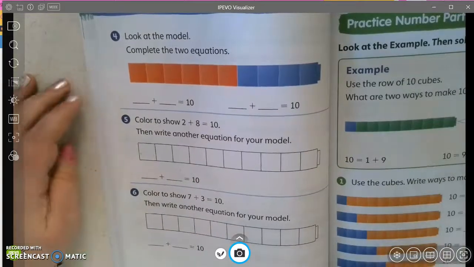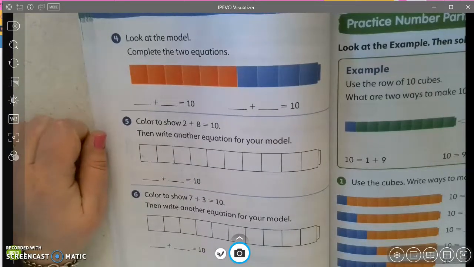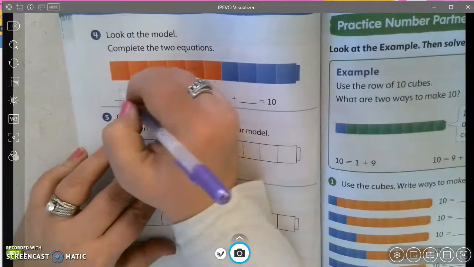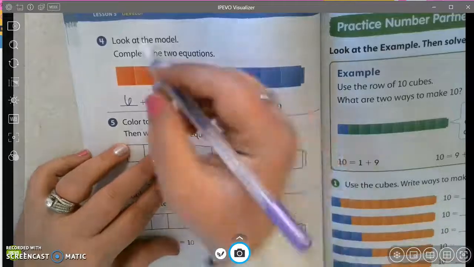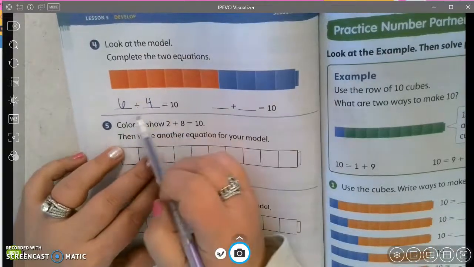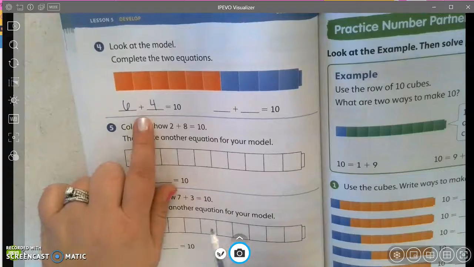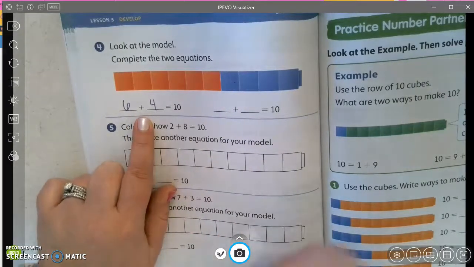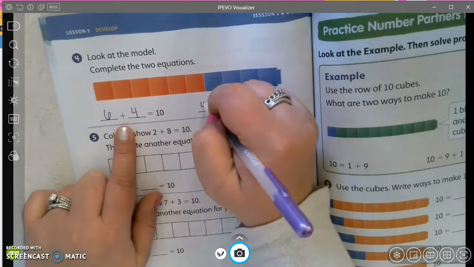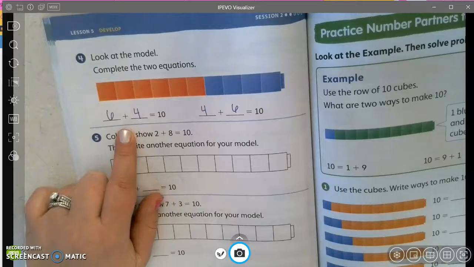Look at the model, complete the 2 equations. How many red cubes did they give us? They gave us 6 red cubes. And how many blue cubes? 4. So 6 plus 4 equals 10. What would be our other addition problem that's not the exact same as this, but still using these numbers? It would be the reverse addition fact, right? Our reverse fact, 4 plus 6 equals 10.